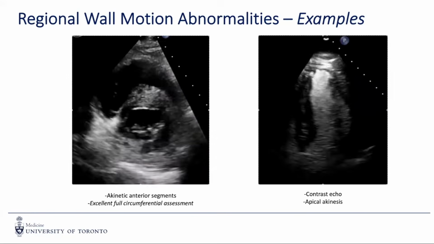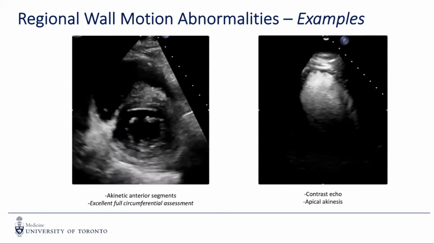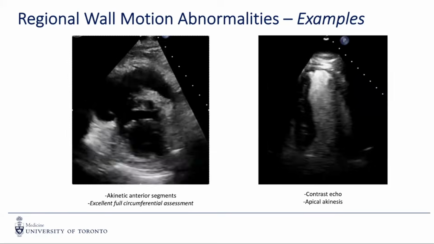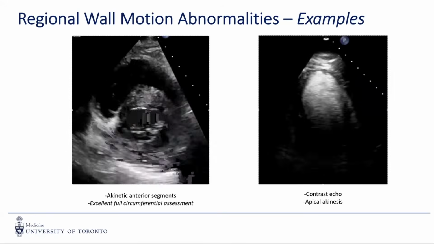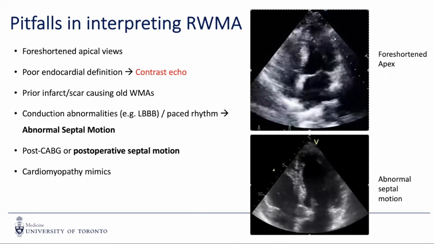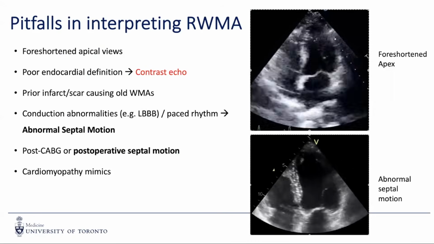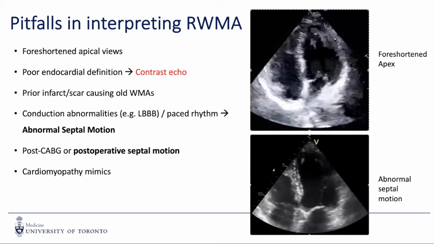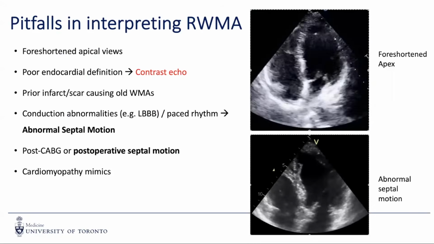You'll see here there's clear apical akinesis with no obvious thrombi that can be seen on this echo on the right. Some pitfalls that we should be mindful of. First of all, if you have a foreshortened apex, as you can see on the right, it can definitely limit the segments that you are able to interpret.